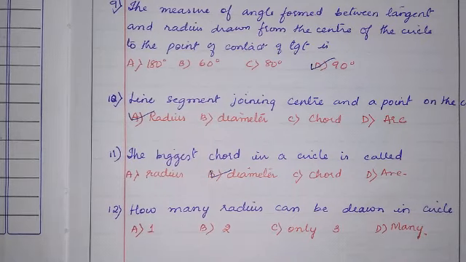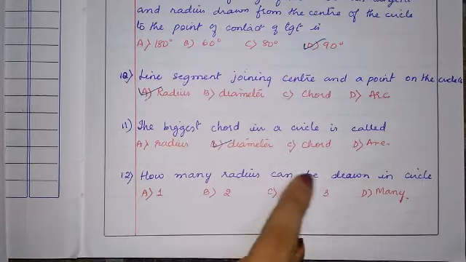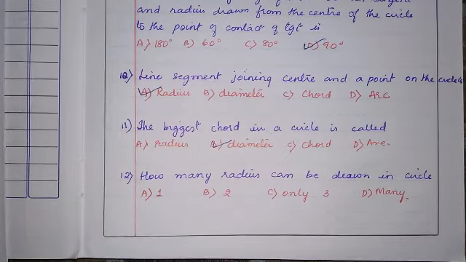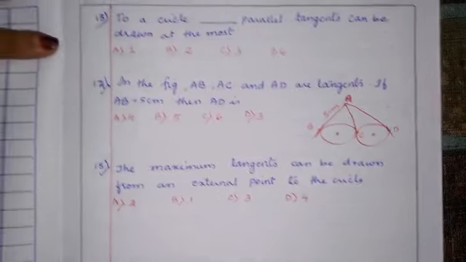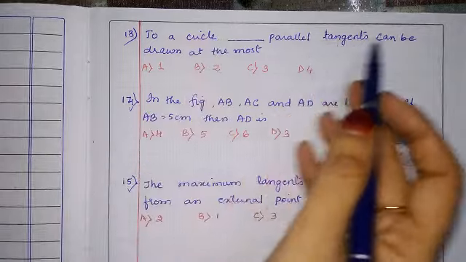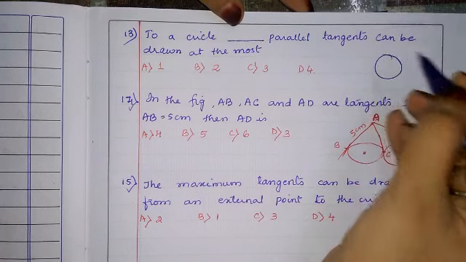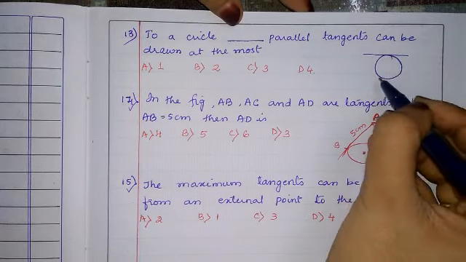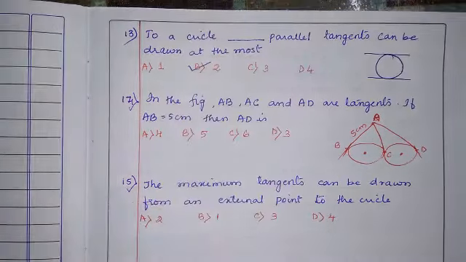Okay, let us see the next question. How many radius can be drawn in a circle? We can draw infinitely many radius. So the answer is many radius we can draw in a circle. The next question, question number 13. To a circle, dash parallel tangents can be drawn at most. How many parallel tangents can be drawn? 1 and 2. 2 parallel tangents can be drawn in the circle.